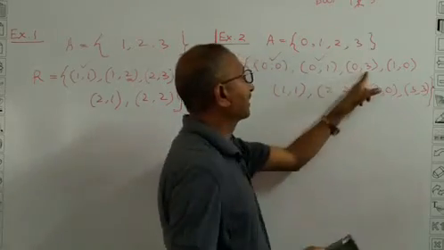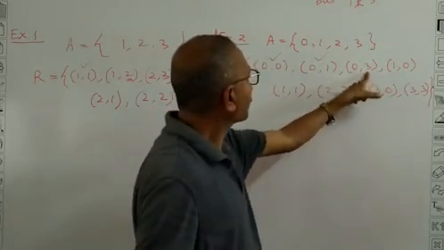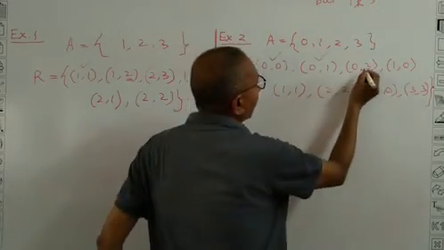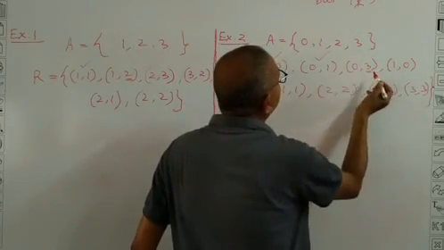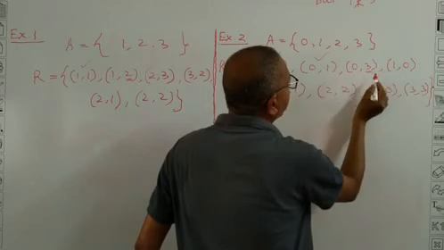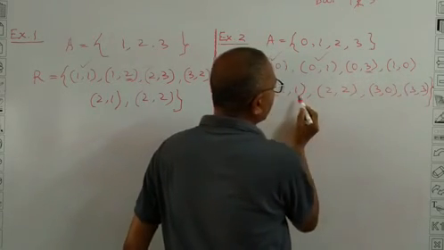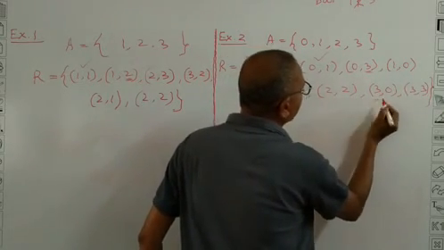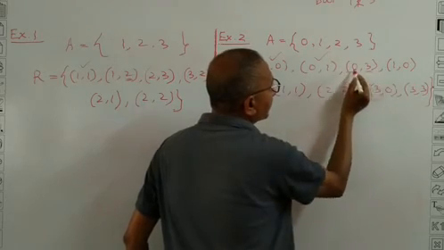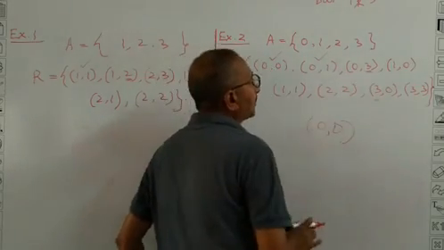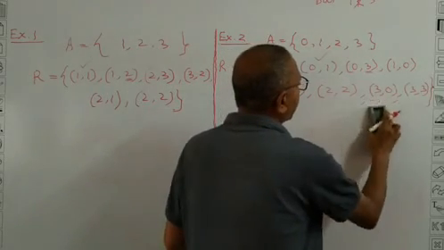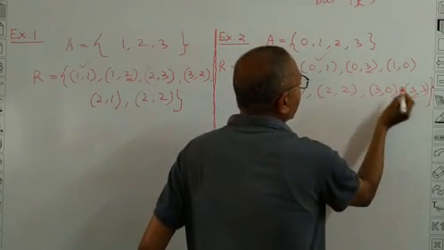Now come here, ending with 3. So you look for beginning with 3. Beginning with 3, here no. This is beginning with 3. So if these two you cancel, you are going to get 0 0. So 0 0 is an element here. So it is alright now. So come here. 3 3 will go.